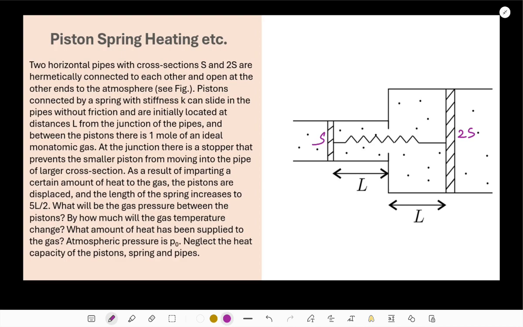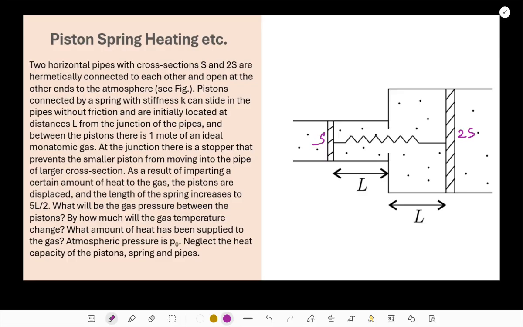Okay, fine. Each other and open at the other ends to the atmosphere. Oh, they are connected and their other ends are open to atmosphere. That's fine, I can see that. Pistons connected by a spring with a stiffness constant K. Simply stiffness is also written, a spring constant, that is what we call it. Can slide in the pipes without friction. Okay, without friction, that's right.